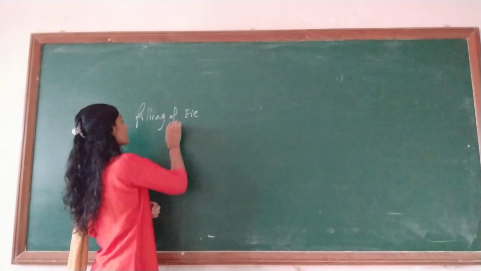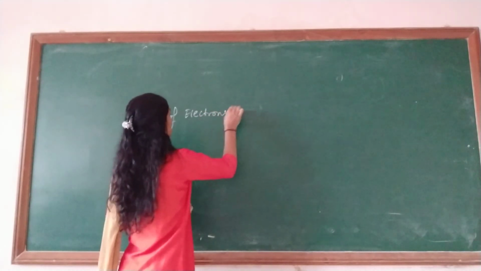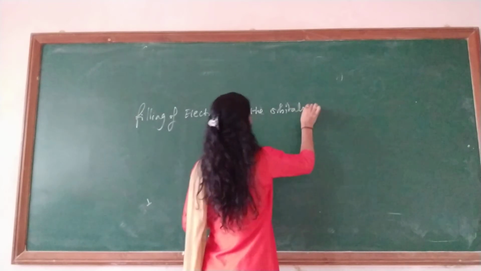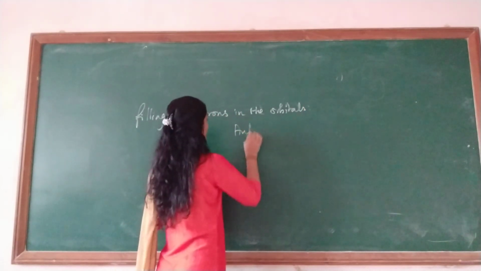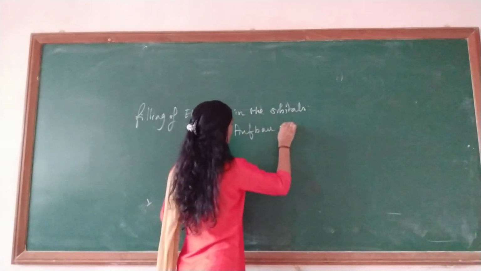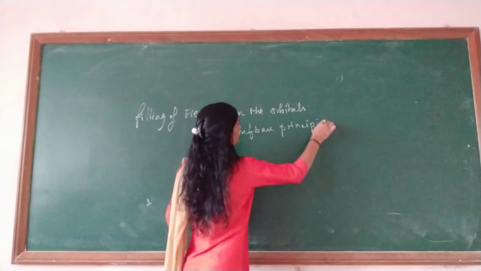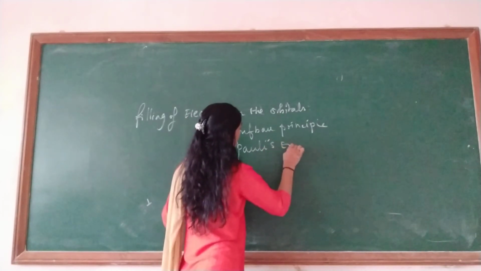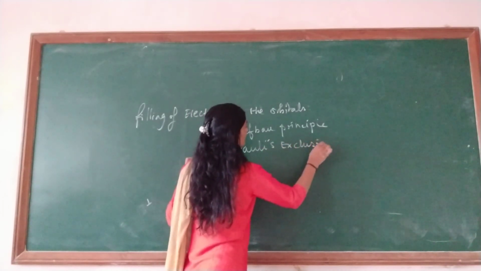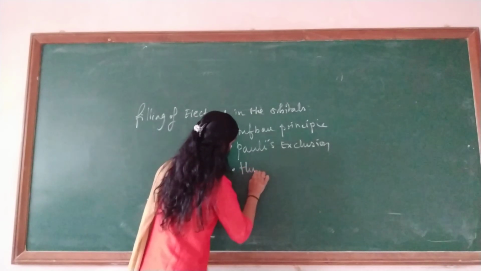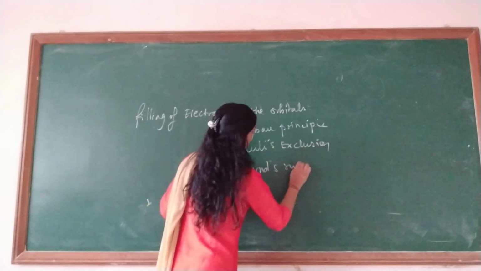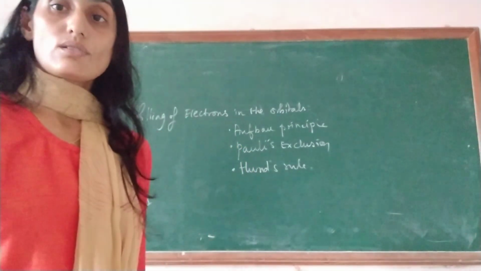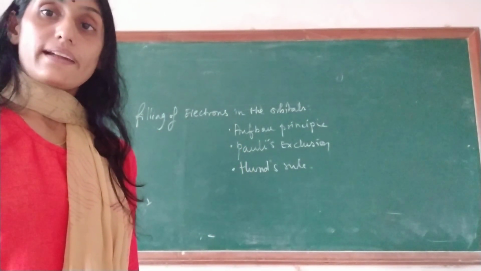Filling of electrons in the orbitals by Aufbau principle, then Pauli's exclusion, and lastly Hund's rule. So in the next video, in our next lecture, we are just going to learn about these three particular rules of filling of electrons.